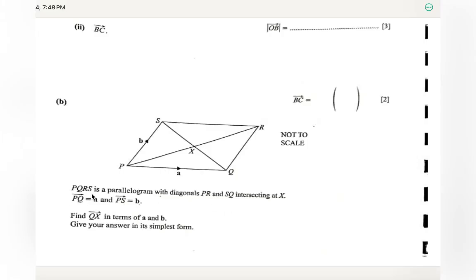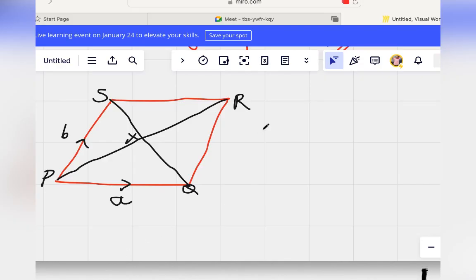PQRS is a parallelogram with diagonals PR, this diagonal PR, and diagonal SQ, intersecting at X. Now PQ, which is this, is A and PS is B. Find QX, this one. Find QX in terms of A and B. Give your answer in simplest form. Find QX. Okay, so we'll be told to find what? QX, vector QX. So we're looking for QX.